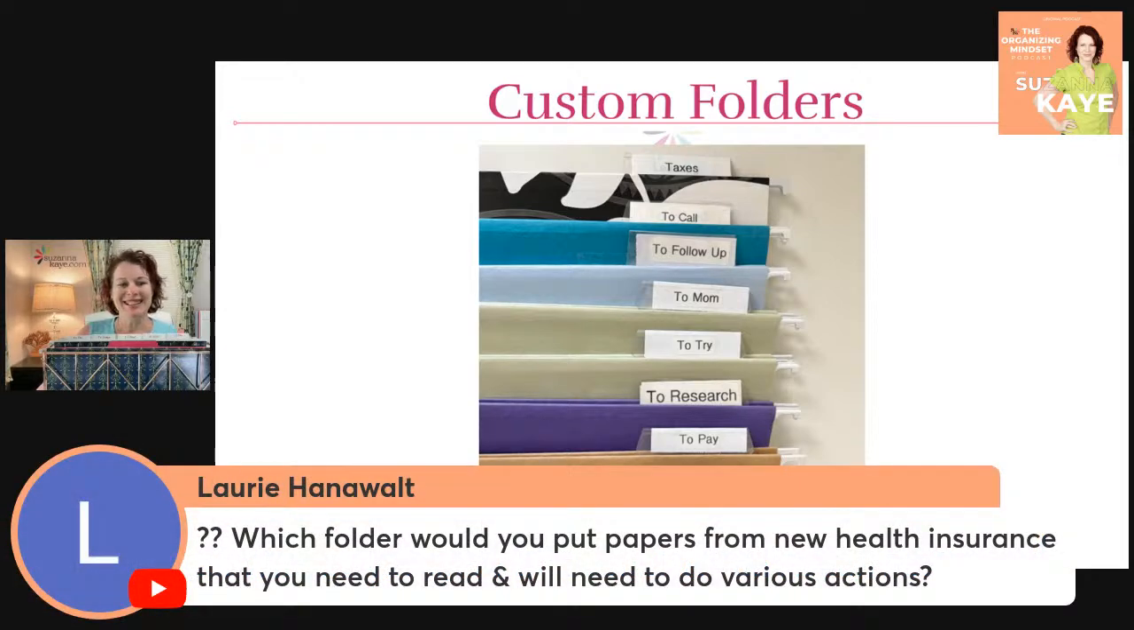Now, like Lori asked, which folder would you put papers from new health insurance that you need to read and will need to do various actions? So when you are trying to decide which folder something goes into, think, what is my next action that I need to do? Is the next action to read it? Can you not take any of the other actions until you've read through it? In that case, it would go into read. Are there other actions that you can take before reading through it? If so, it would go into maybe to do, or if one of the other actions would be to enter it or to scan it, it would go in that appropriate folder.